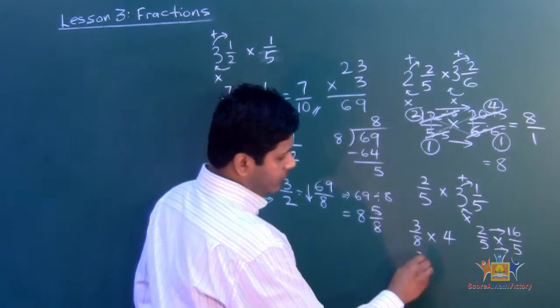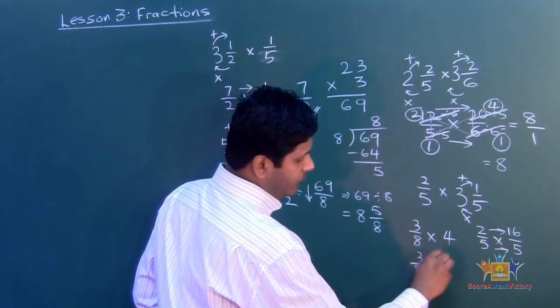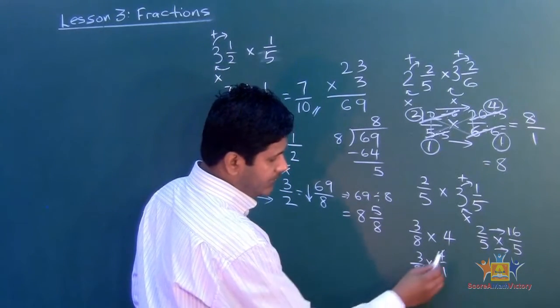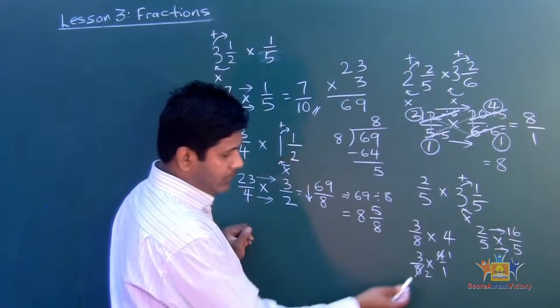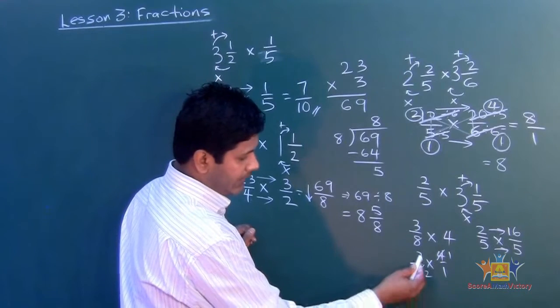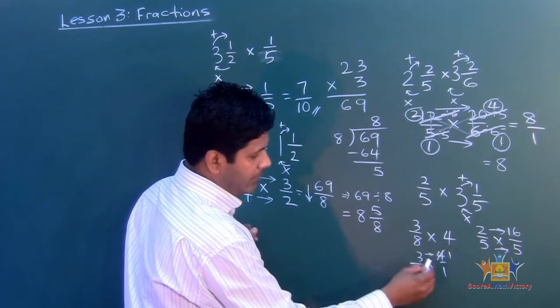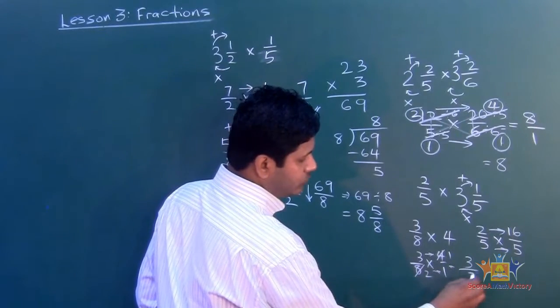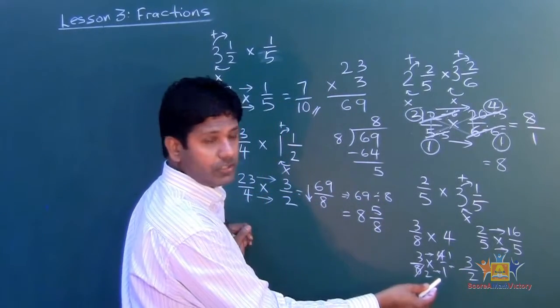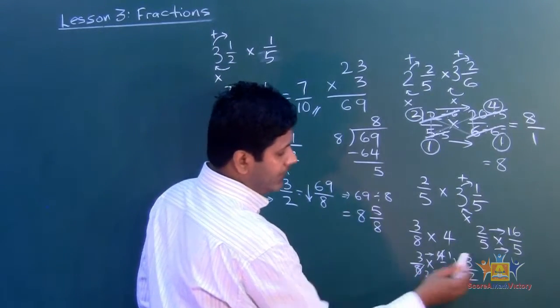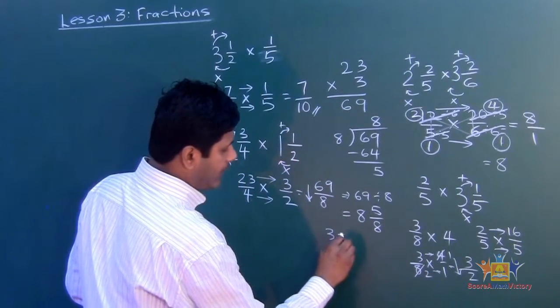In this case, I put 3 over 8 times 4 over 1. Can I simplify? Yes, I can simplify this. This one is 1 and this one is 2, because 8 divided by 4 is 2 and 4 divided by 4 is 1. Can I simplify this way? No. So now I use the double arrow method. So 3 times 1 is 3. 2 times 1 is 2. And this is an improper fraction. So I have to use the arrow down method, which means 3 divided by 2.